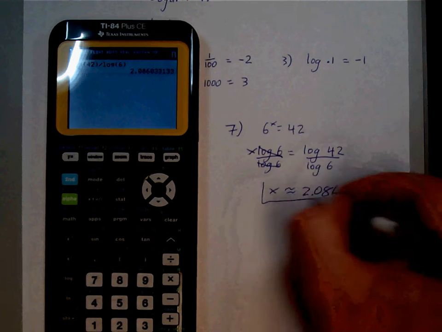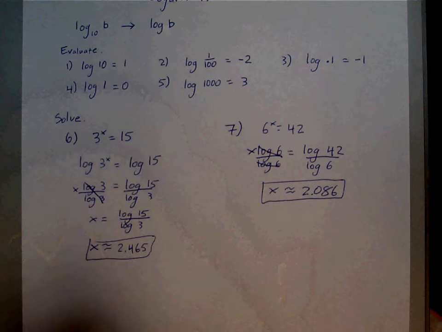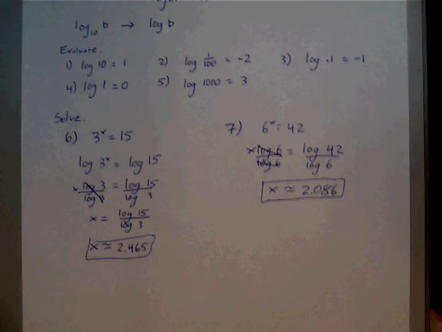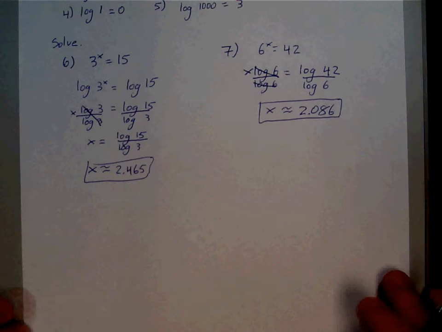And so x is about 2.086. If the instructions tell you how many decimal places to round to, then go ahead and follow that. But roughly 2 or 3 decimal places is probably sufficient. I'm not a big stickler on that unless it says. I'd like to take a look at some inequalities.